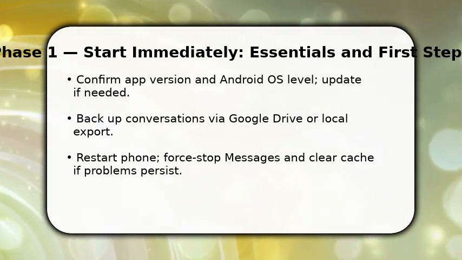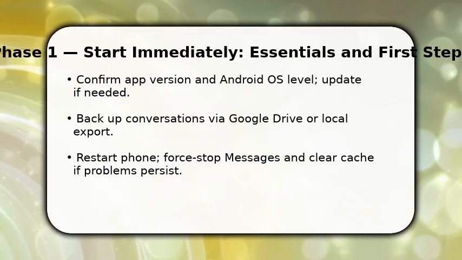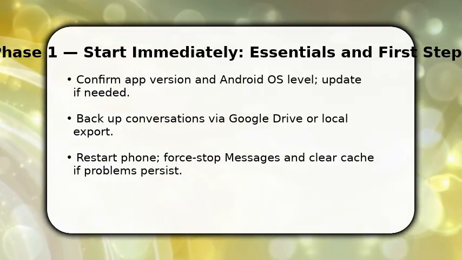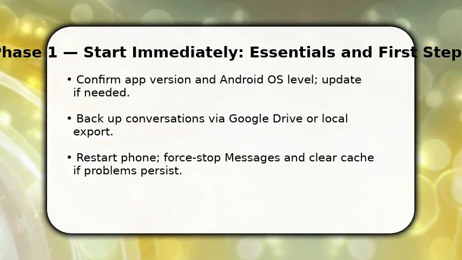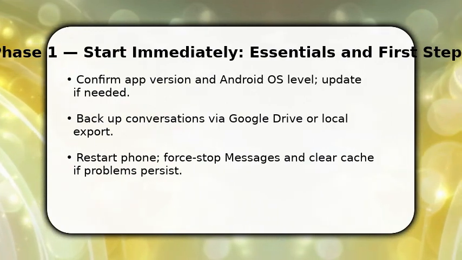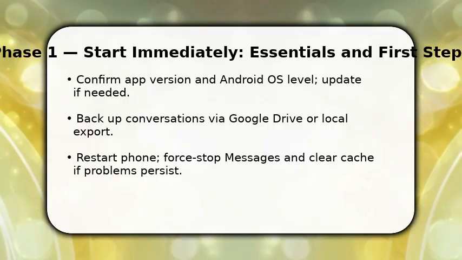Next, restart your phone to clear transient glitches. Make sure to force stop messages and clear cache if issues persist. This removes temporary corrupt files. If a network problem caused the issue, switch between Wi-Fi and mobile data to test connectivity, and keep your Google account signed in. Once the basics are stable, focus on RCS chat features.